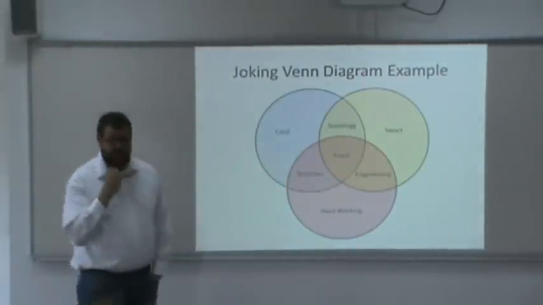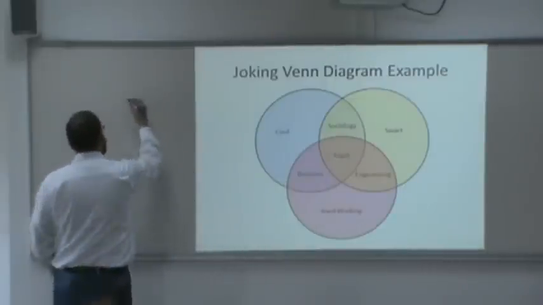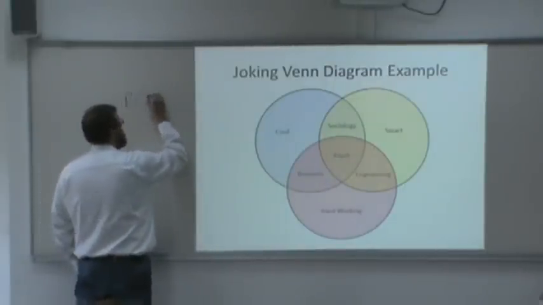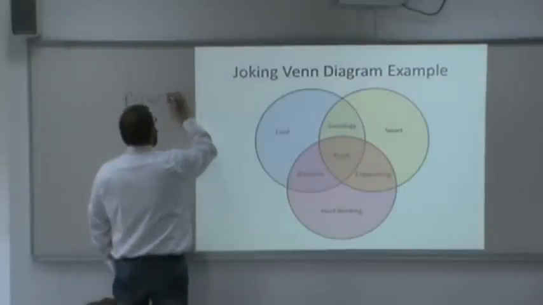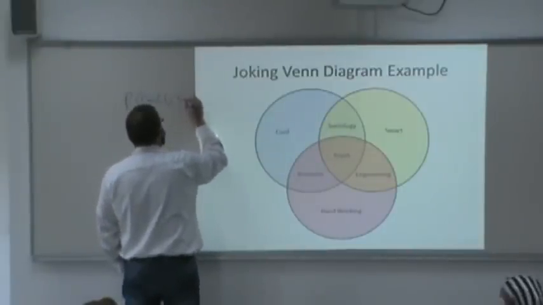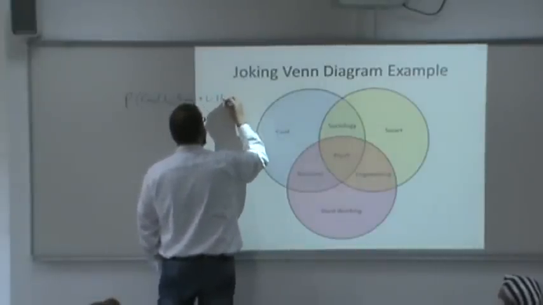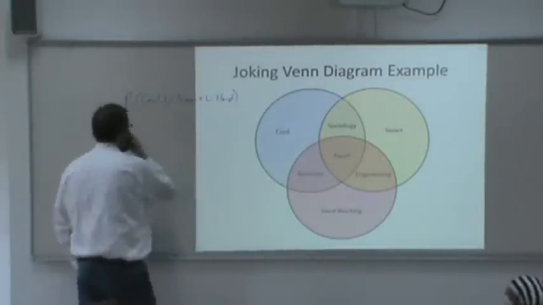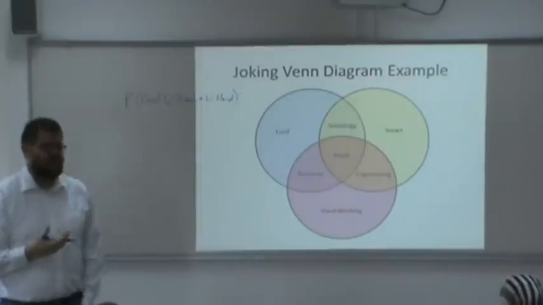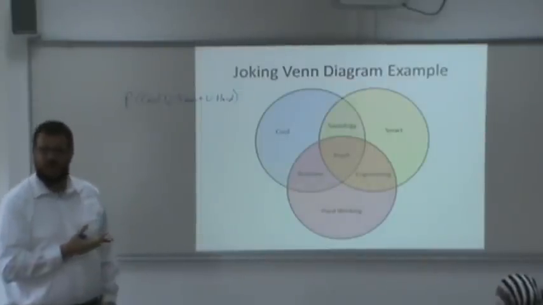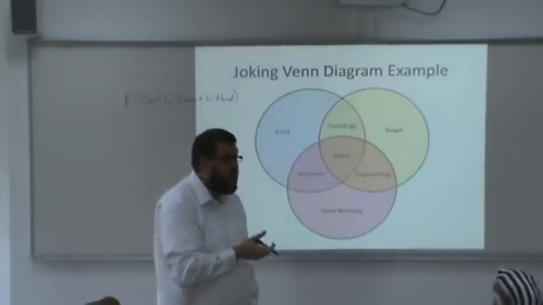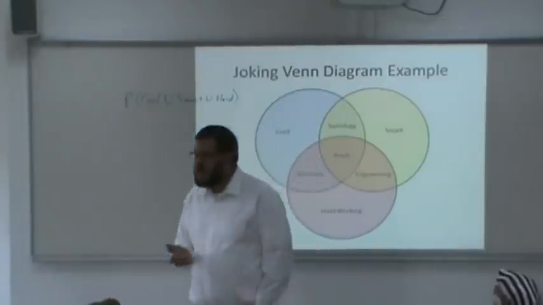Okay, so last class I asked this question: what is the probability of cool union smart union hardworking? And we had some discussion about what we need to do with that middle term. Do we add it in once? Do we subtract it once? Do we add it in 3 times?